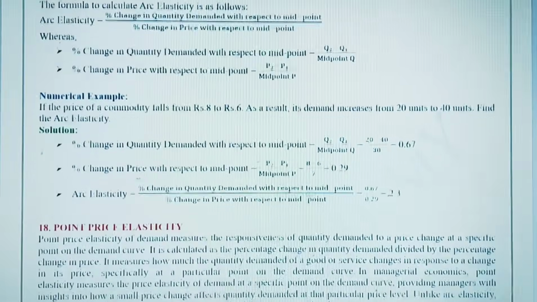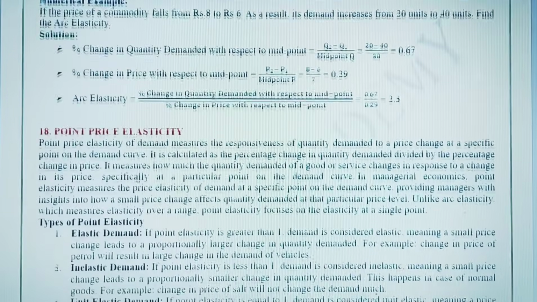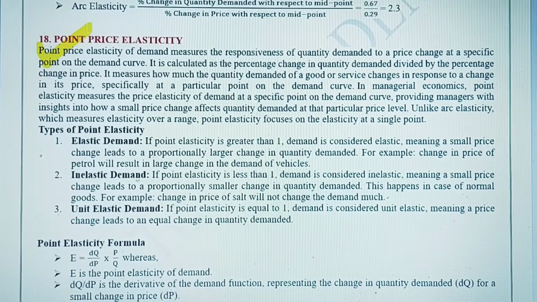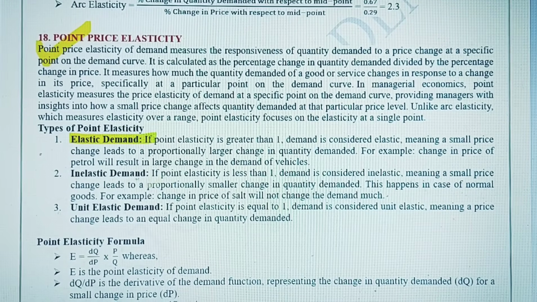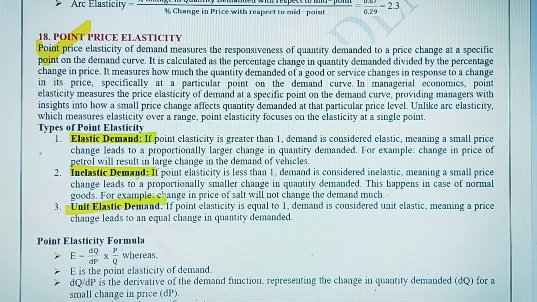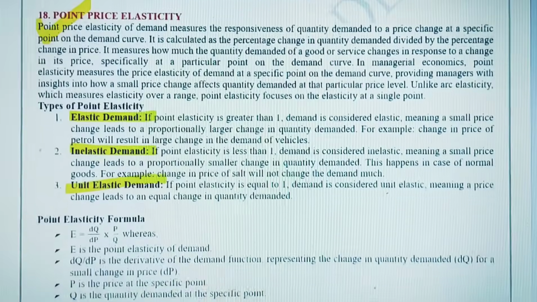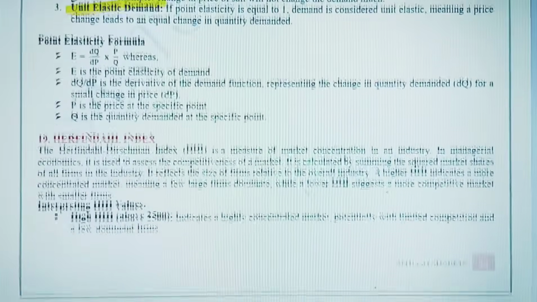न्यूमेरिकल एग्जांपल भी दे सकते हैं आर्क इलास्टिसिटी पे, लाइक दैट पॉइंट प्राइस इलास्टिसिटी एंड द डिफरेंट टाइप्स ऑफ पॉइंट प्राइस इलास्टिसिटी, जैसे मैंने यहाँ पे लिखा हुआ है, इलास्टिक, इनइलास्टिक एंड यूनिट इलास्टिक. ओके, इसके फॉर्मूलाज एंड यू कैन ऑल्सो गिव the example.